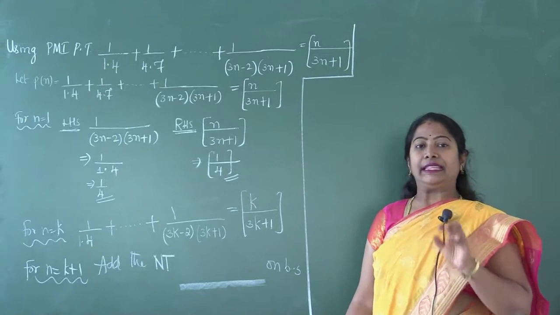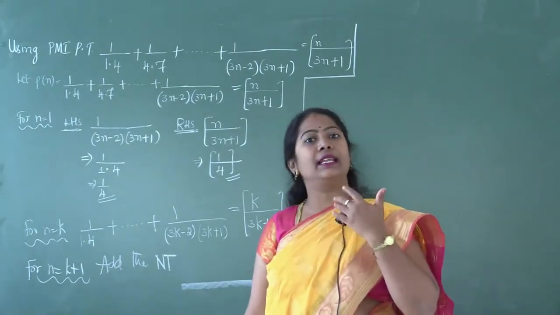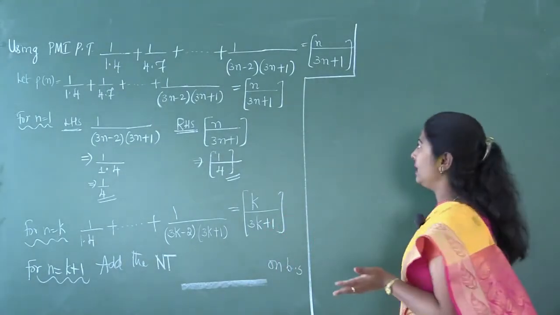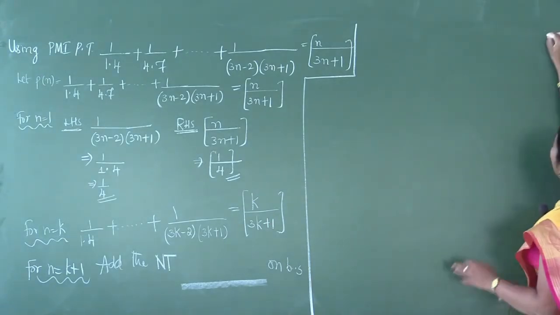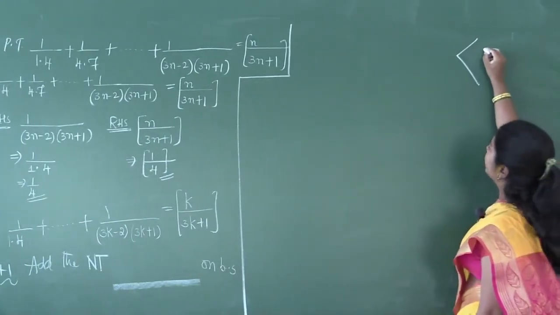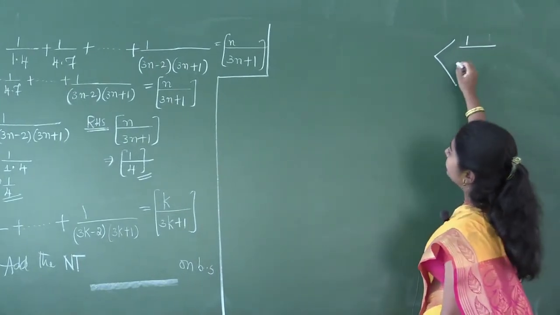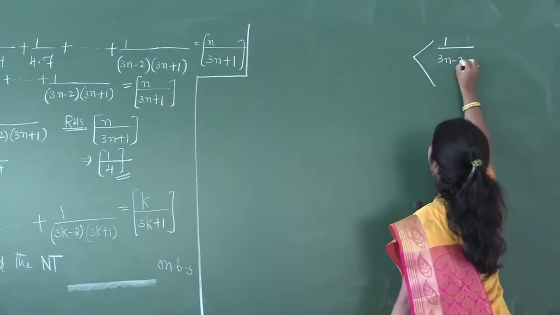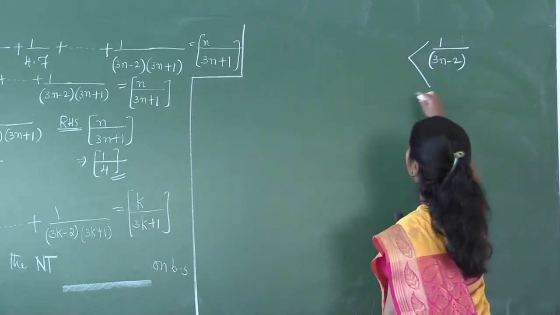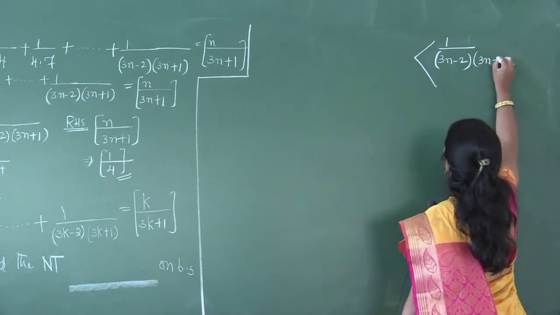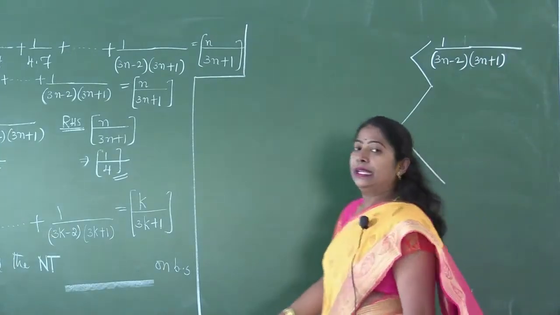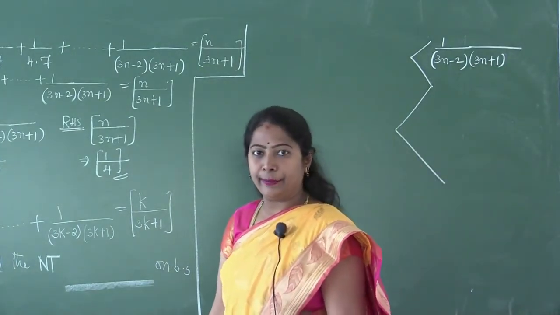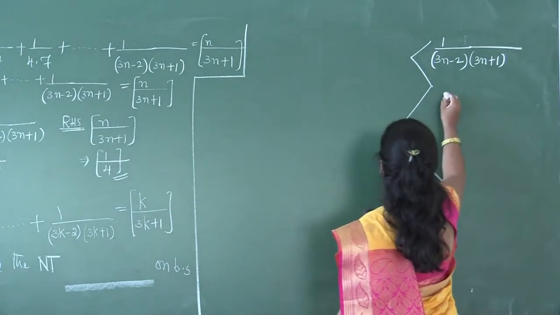For us to check the next term, we need to consider the nth term of the LHS, that is the last term of the LHS. What is the last term of the LHS? Make a note in the working column. 1 divided by 3n minus 2 into 3n plus 1. Clear? N takes the value what? K plus 1. So in place of n, what do I write?